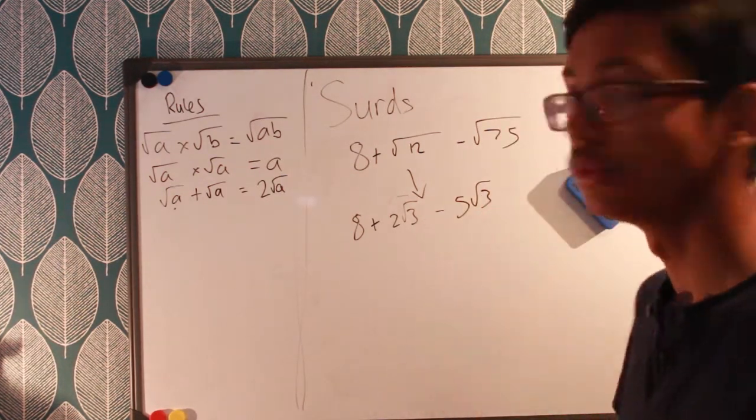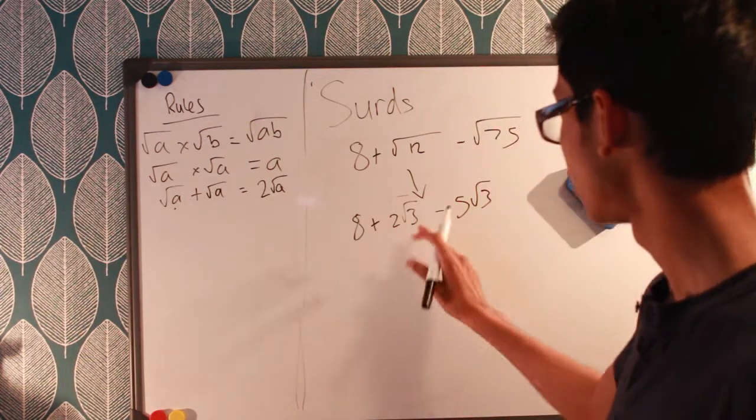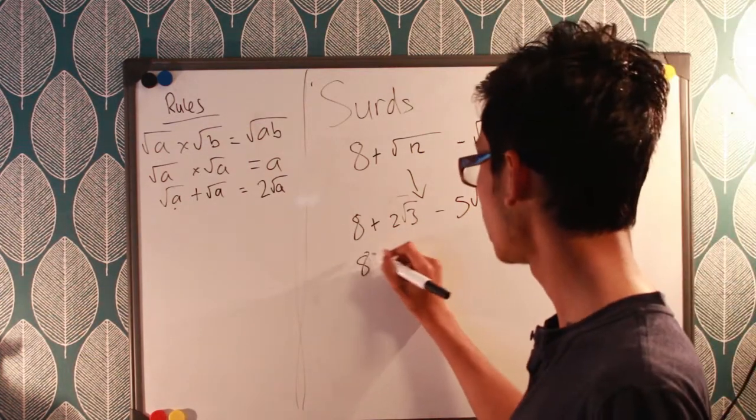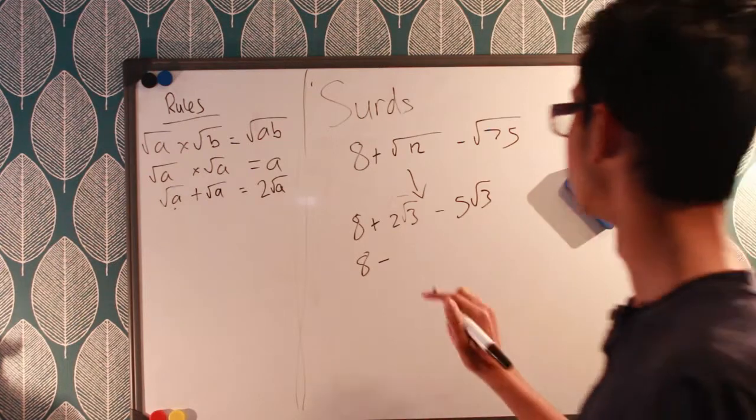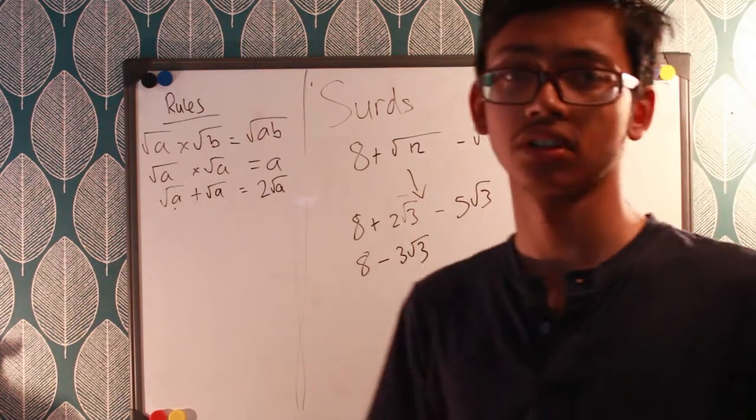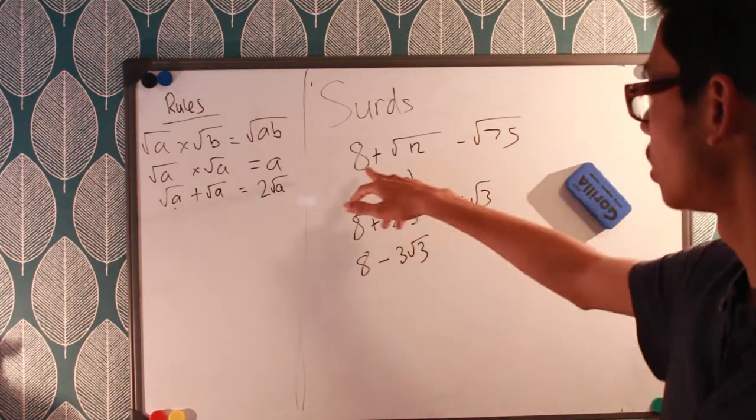So since they have the same root, we can simplify it further. 2 minus 5, so that's going to be 8 minus 3 root 3. And that's basically how you do those type of questions when they give that.